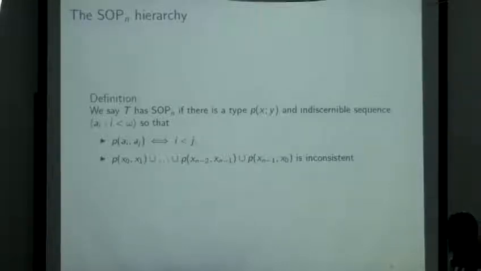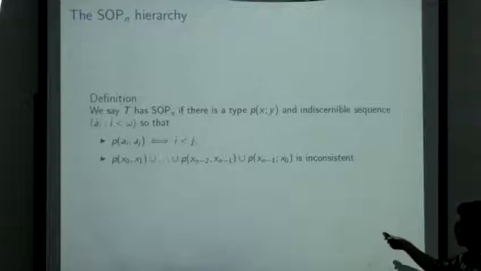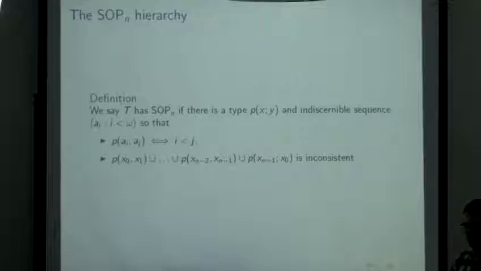We say T has SOPN if there's some type, P(x,y), or you can make it a formula if you like, and an indiscernible sequence which is ordered by this type. So P(a_i, a_j) holds if and only if i is less than j. And if you take a cyclic union, P(x_0, x_1), P(x_1, x_2), all the way up to P(x_{n-2}, x_{n-1}), and then you loop back, P(x_{n-1}, x_0), that's inconsistent.